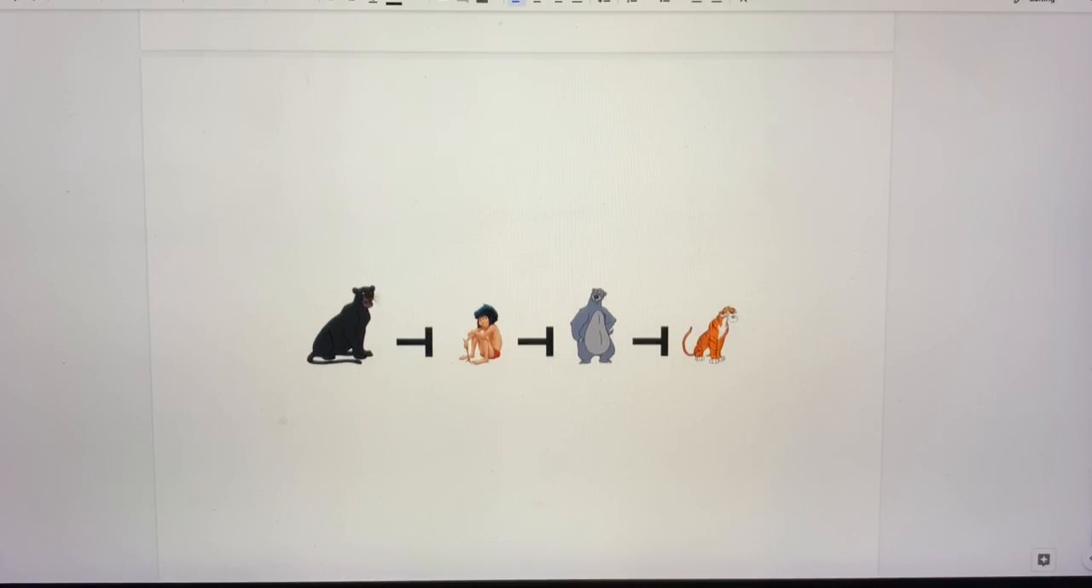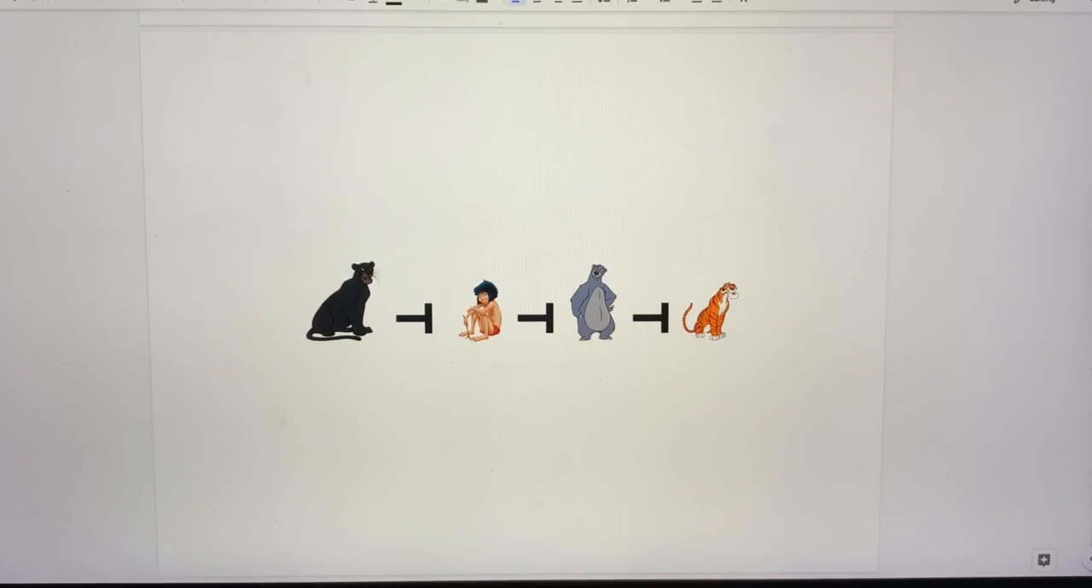So if you were to put our double mutant strains together, it would result in Bagheera inhibiting Mowgli, who is inhibiting Baloo, who lastly inhibits Shere Khan.